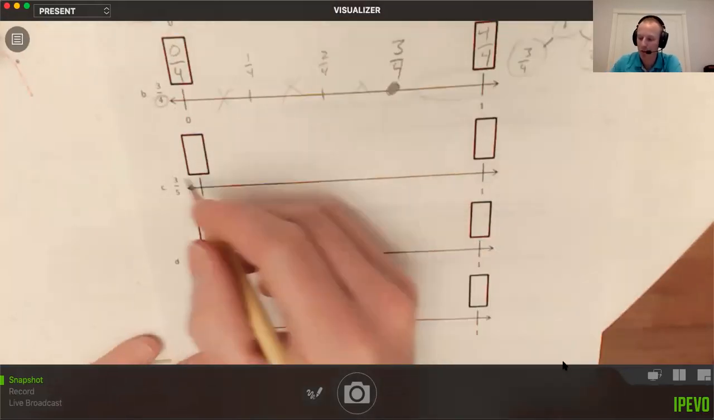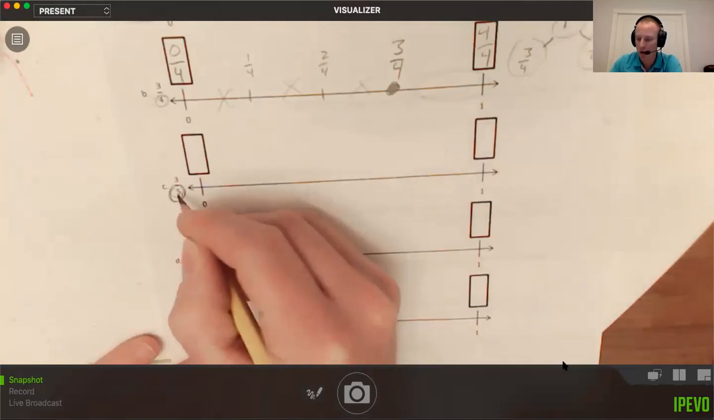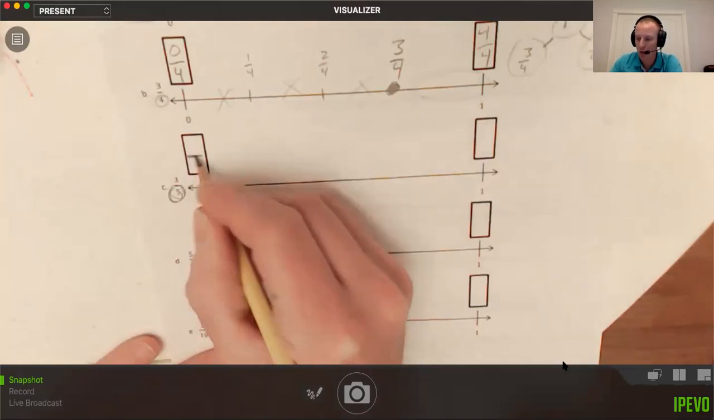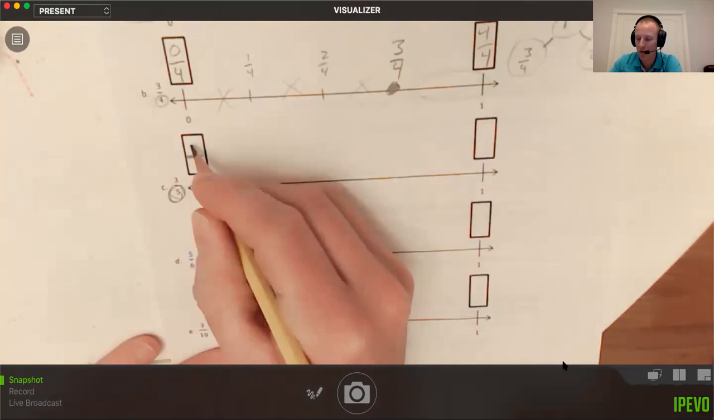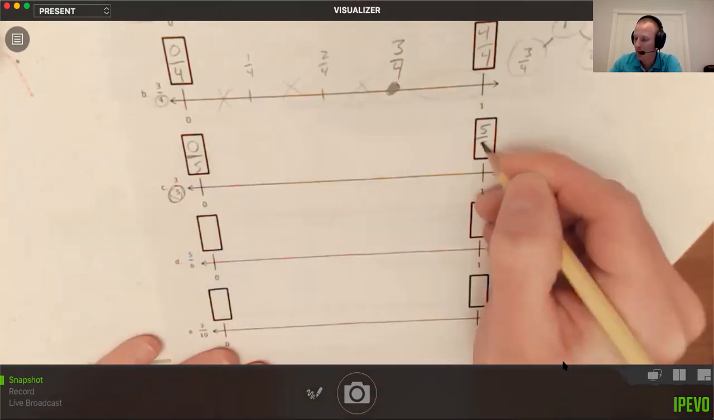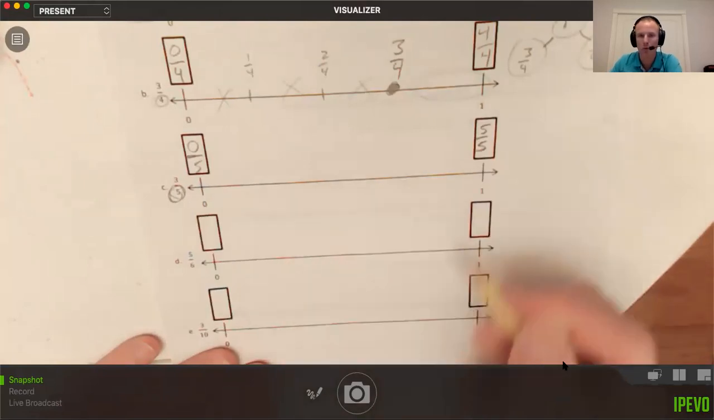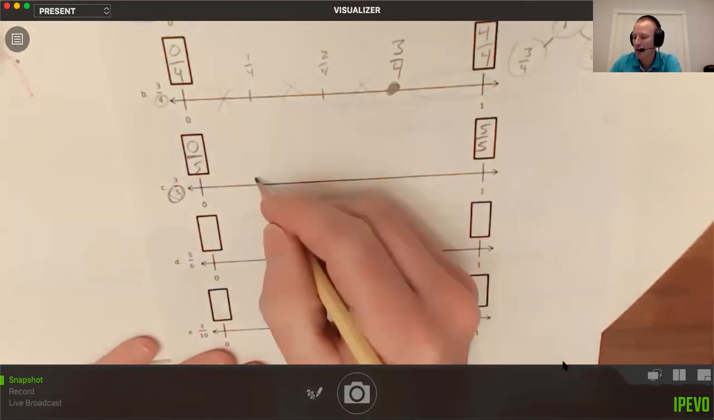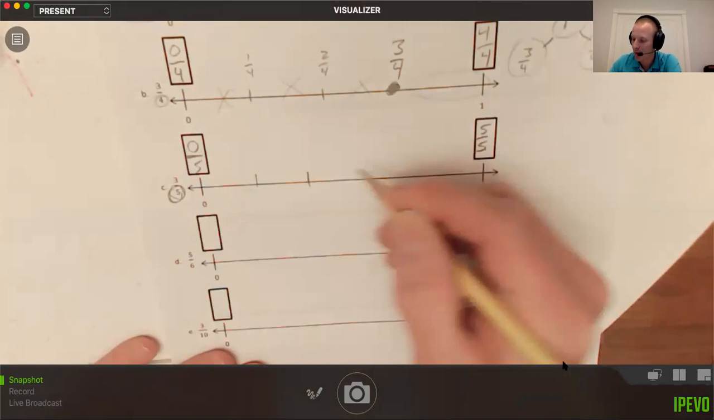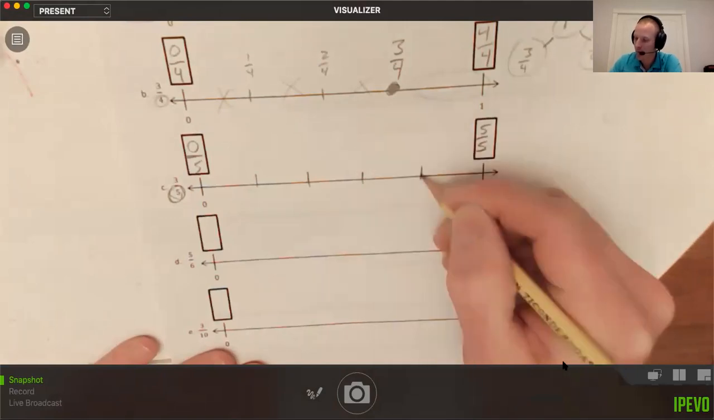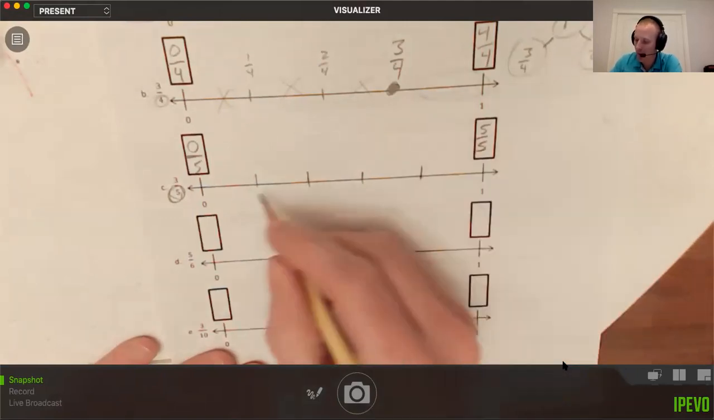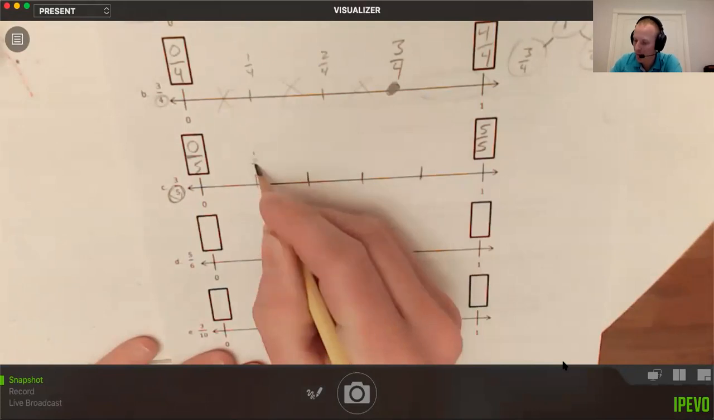All right, now we're working in fifths. So I know that my first part of my number line is going to be 0/5, and my last part is going to be 5/5, because I'm working from 0 to 1. So I found my endpoints. Now I need to break into fifths, and I'm looking for the third fifth. So 1/5, 2/5.